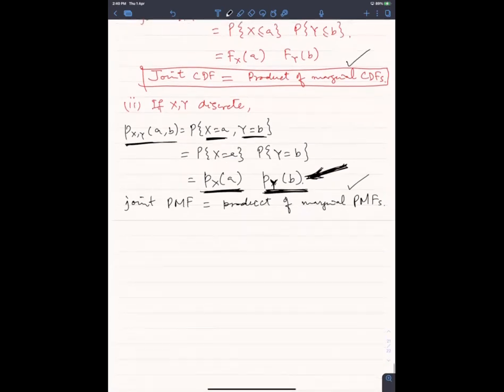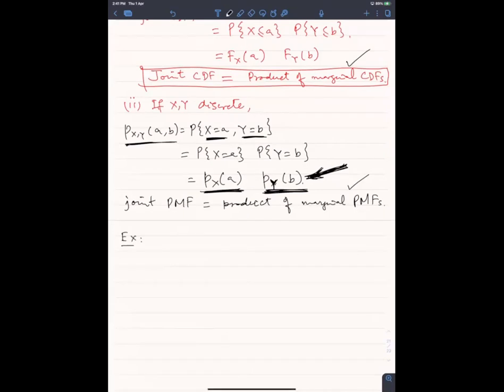Okay, I will give an example before I go to the joint PDF case. In the joint PDF case also, the joint PDF will be the product of marginal PDFs. That will also be similar. But before I move to that, let me quickly finish one example. Here is an example for the discrete case.